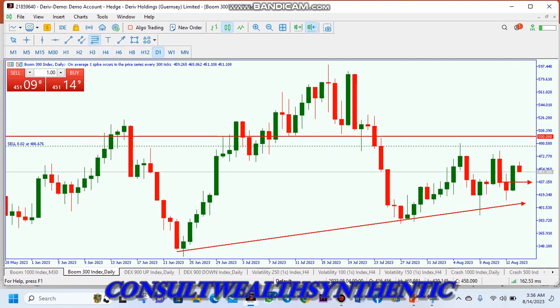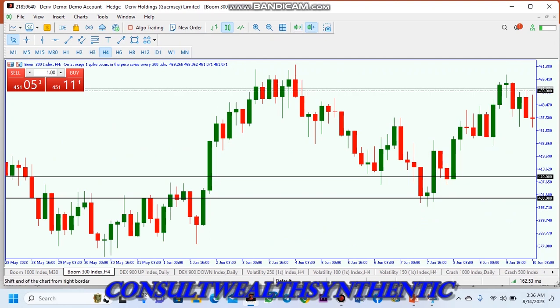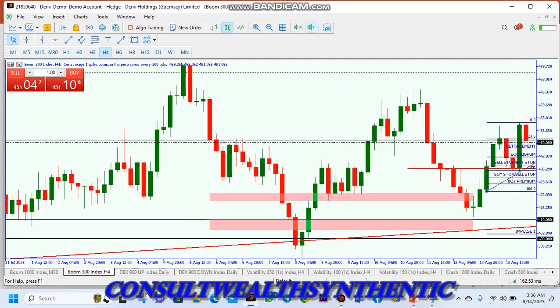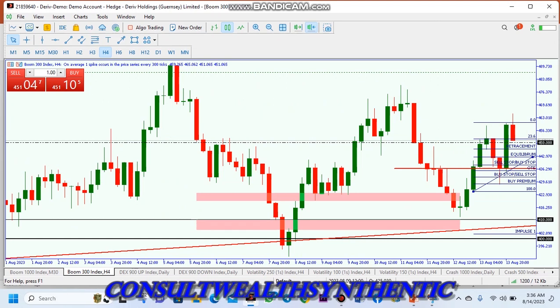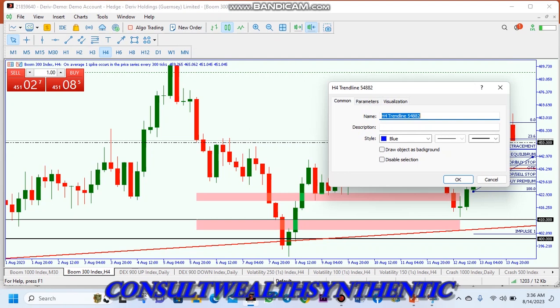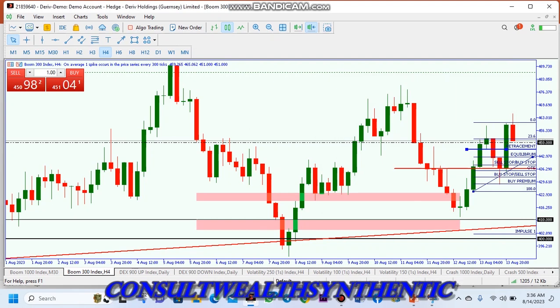Although it was a lesson I paid for. So I want to do like this, then come to 4 hours to mark some certain zone. I want to mark my retracement and my sell stop. So this is my retracement. Then this is my sell stop.